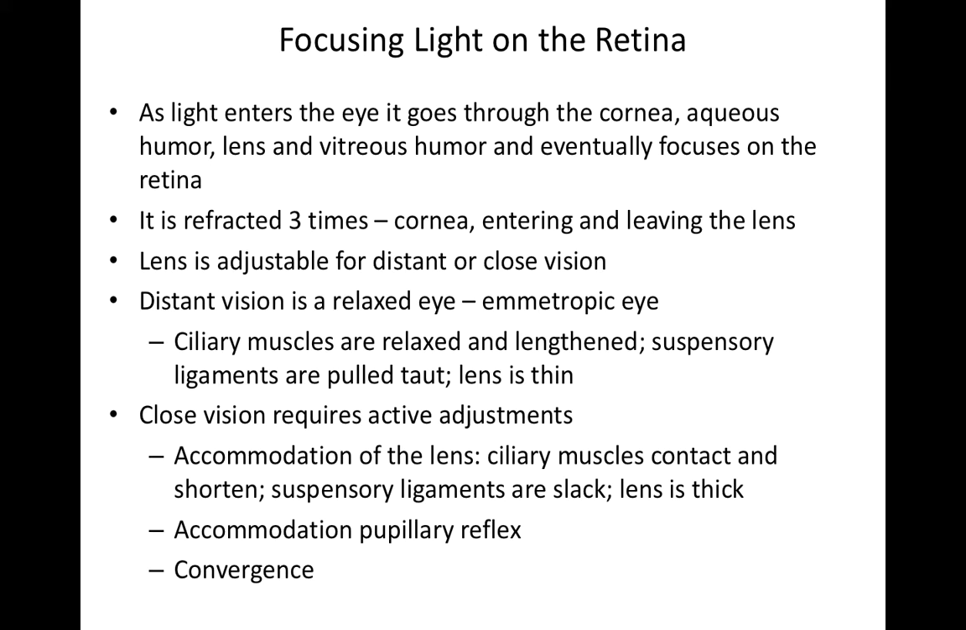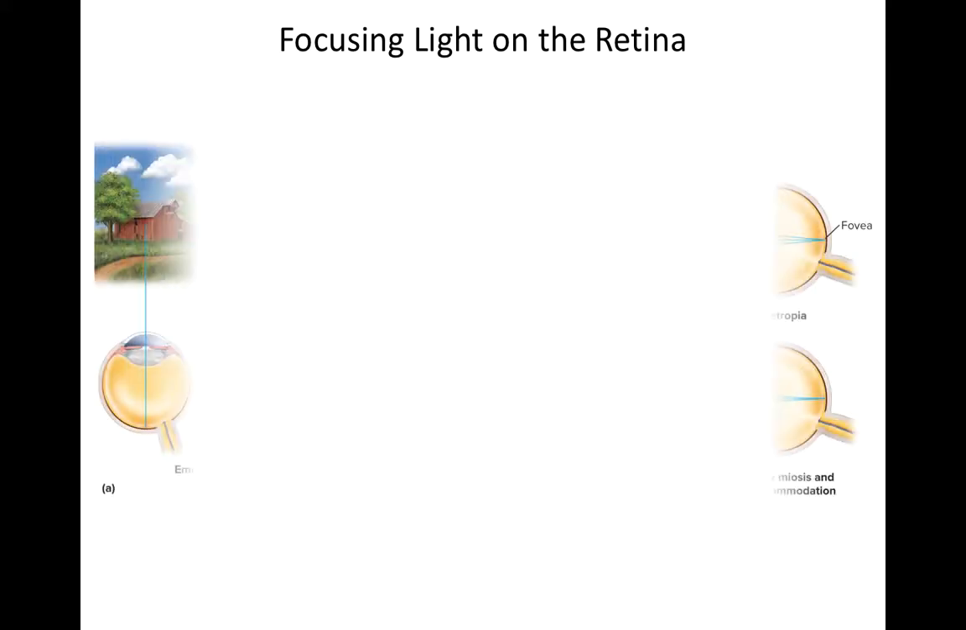And we have to go through convergence, where both of our medial rectus muscles will contract to bring our focus inward. So there's 3 different muscle groups that have to contract for close vision. This is why your eyes get tired when you're doing something close up, and you have to occasionally look up and let everything relax, let everything go emmetropic again. So let's take a look at these.